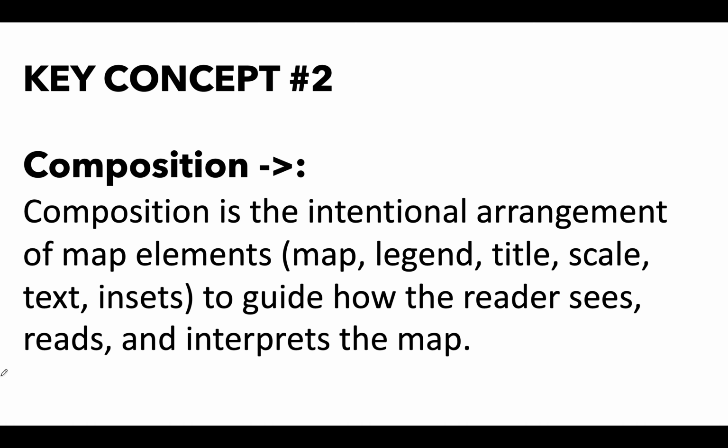The second key concept to think about when you're making your map is to think about your composition and the intentional arrangement of the different map elements you have and what the reader expects those to be, and in what cases do you have flexibility to manipulate those or change those or restructure those different compositional elements to make your map more aesthetically pleasing, to make it more artistic?